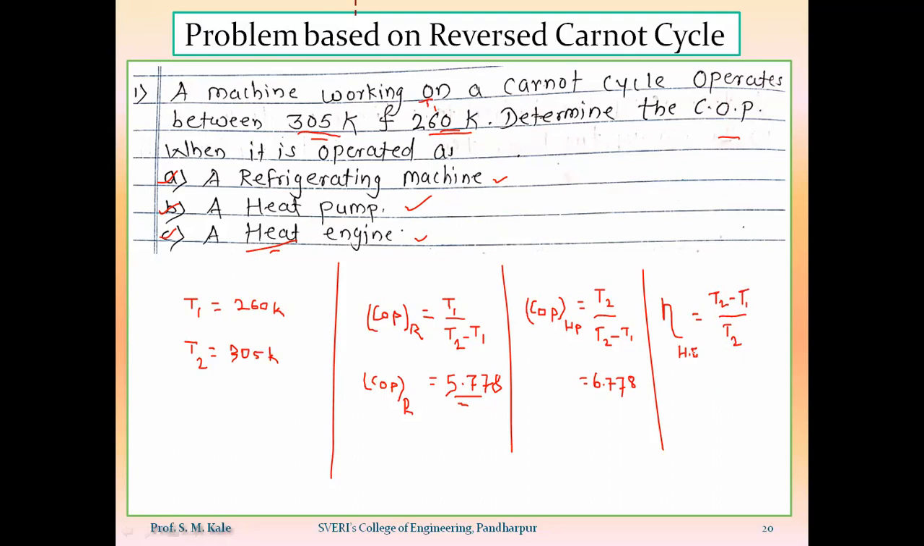So I have told you how we have calculated it only by converting the heat terms into temperature terms. So here, what will be the efficiency? Put those values: 305 minus 260, that is nothing but 45, divided by T2, that is 305. What is the value of efficiency? 0.147. That means the actual efficiency of that heat engine is nothing but 14.7%. So this is the solution of this problem.